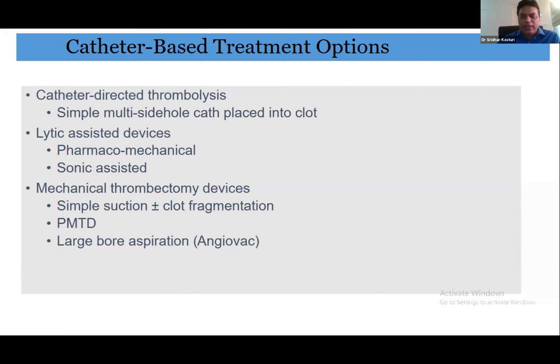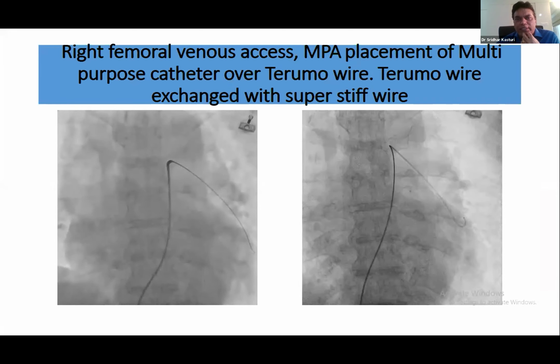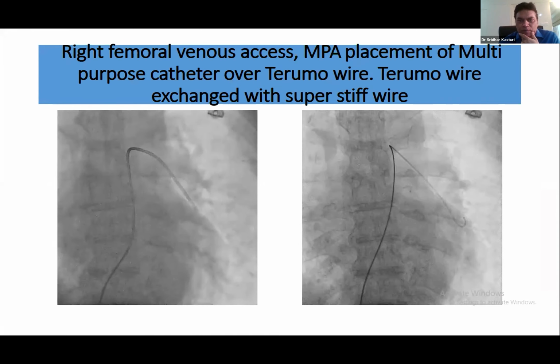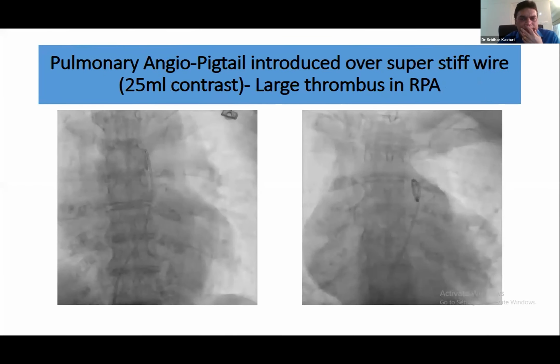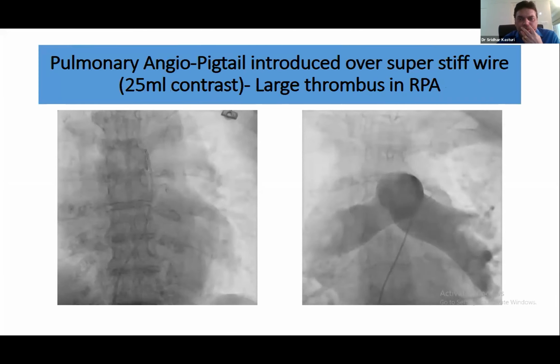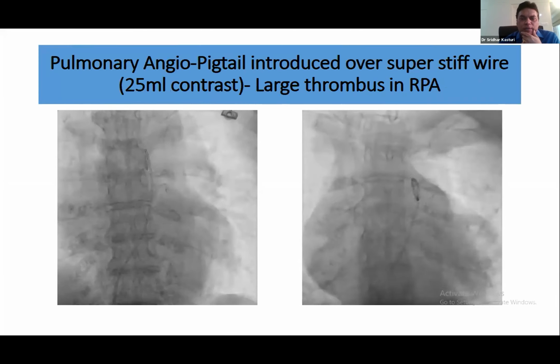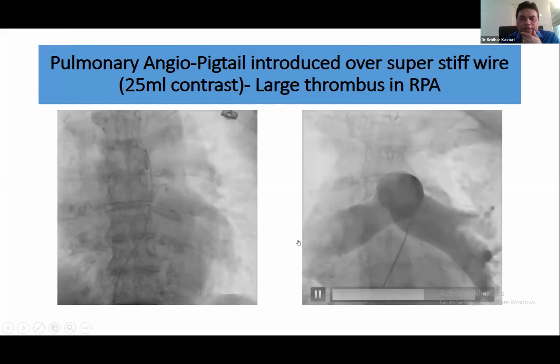These are different devices, different techniques. And then we access the right femoral venous access and multipurpose catheter, mainly to place the thermo wire, and then exchange with the superstiff. This is a pulmonary angio, you can see very clearly. Right side, there is a huge thrombus.